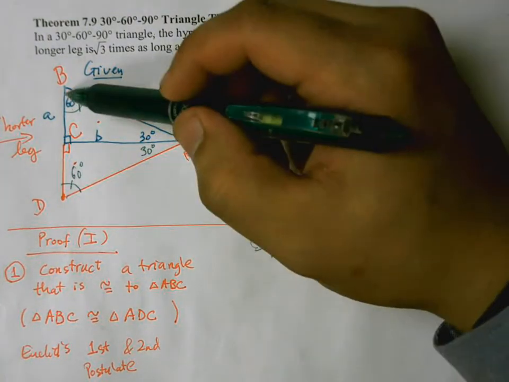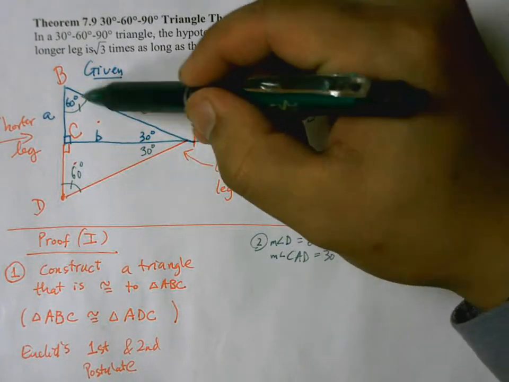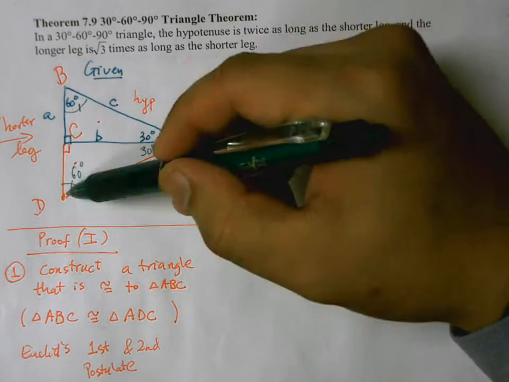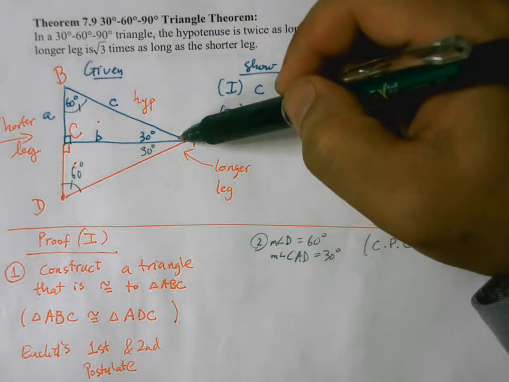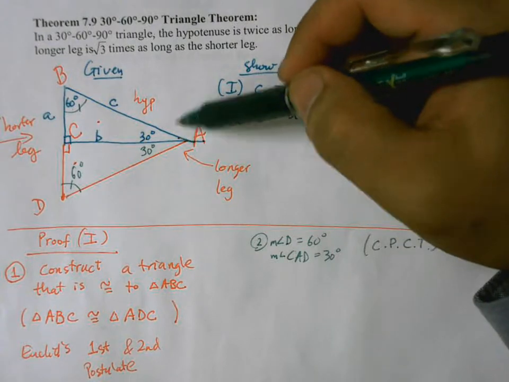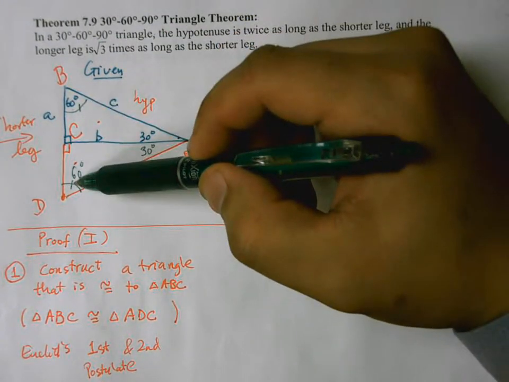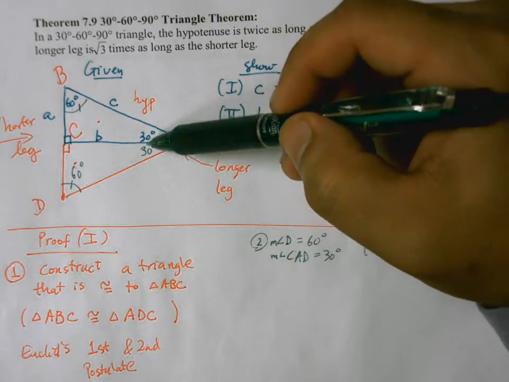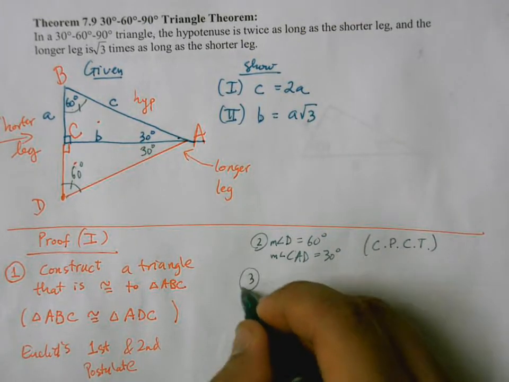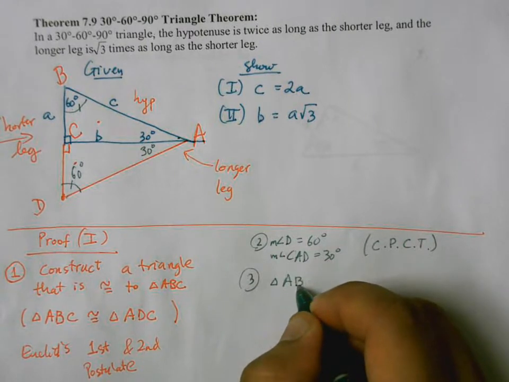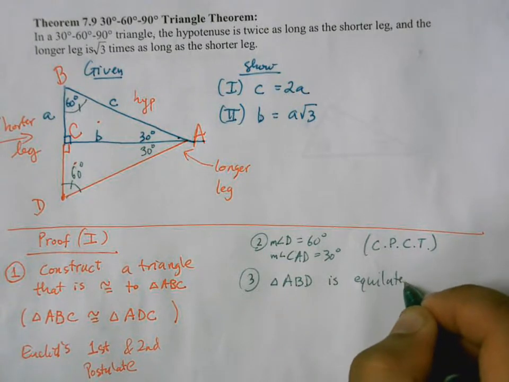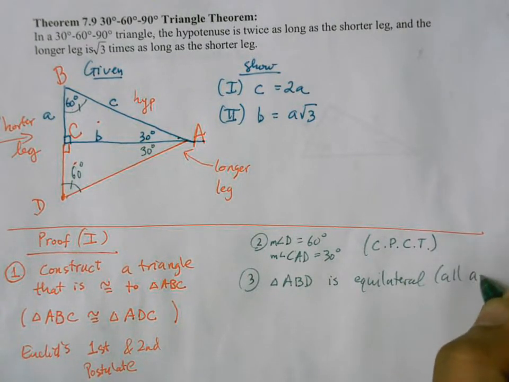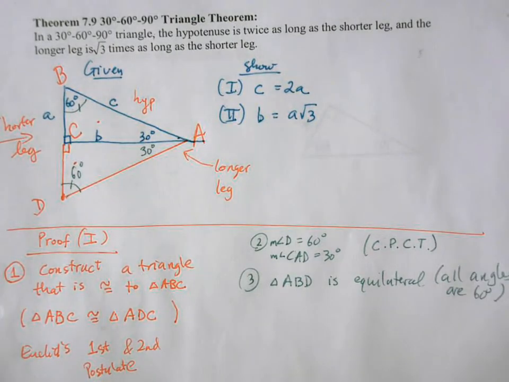Now, if we look at the entire picture here, triangle ABD, the big one, it's pretty clear that it's an equiangular, equilateral triangle, because that angle is 60, that angle is 60, and the big angle here is also 60. So step 3: triangle ABD is equilateral, because all angles are 60 degrees.